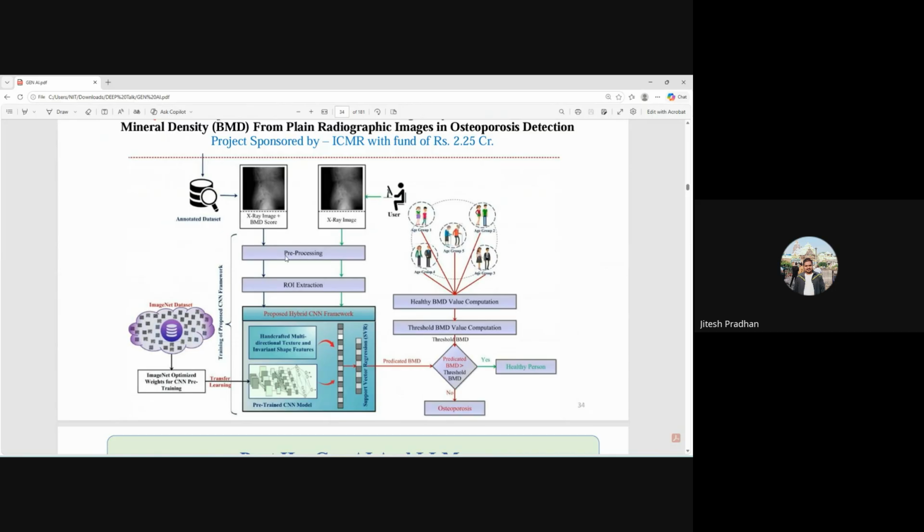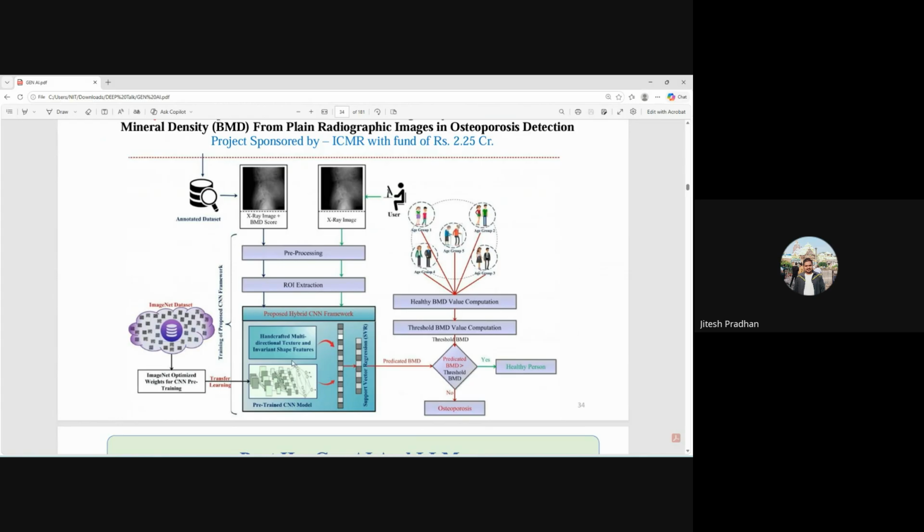We have taken an X-ray image. We have done some pre-processing. ROI extraction is there. Then we have proposed our techniques to predict. It's basically a regression type of task. So we have analyzed and created a hybrid model here.